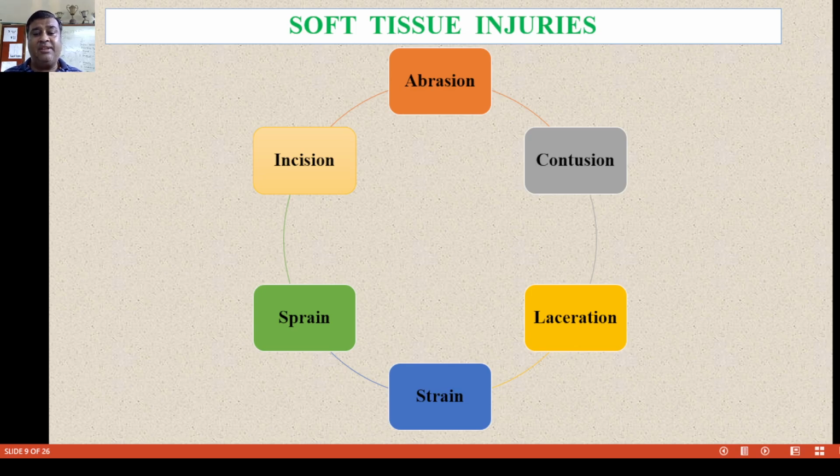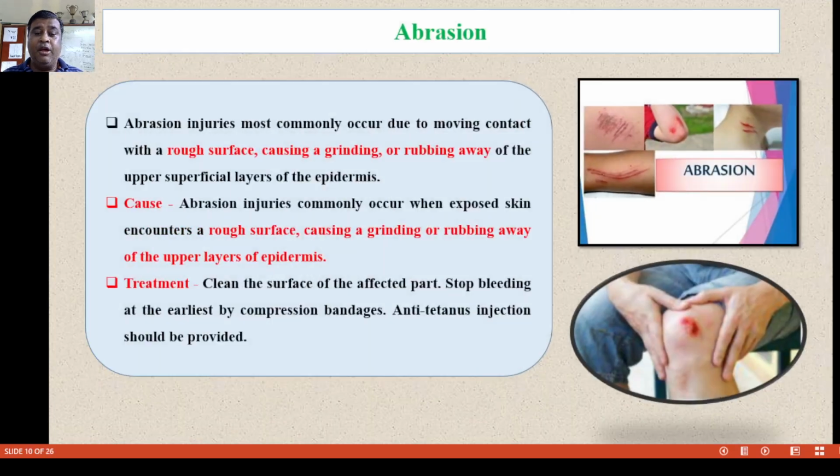There are a total of 6 types of soft tissue injuries and we will discuss them one by one. Now, what is abrasion? Abrasion injuries are mostly common in moving contact, sometimes with a rough surface, where the upper layers are removed, caused by grading or rubbing away of the upper superficial layer of the epidermis. Epidermis means the upper layers are removed and a reddish form is generated.